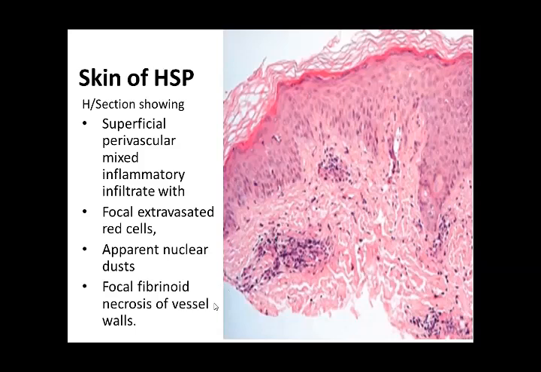Focal fibrinoid necrosis of the vessel. Can you see this? The vessels are actually not visible. All that is visible is pink areas. This pink area is fibrosis. Fibrosis was caused after necrosis of the blood vessels.